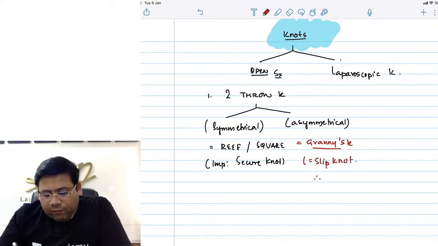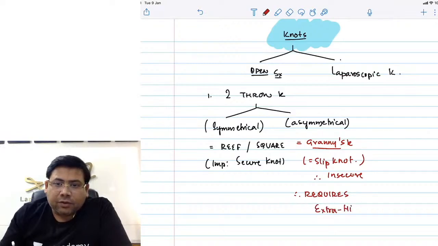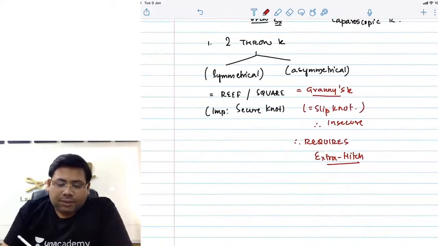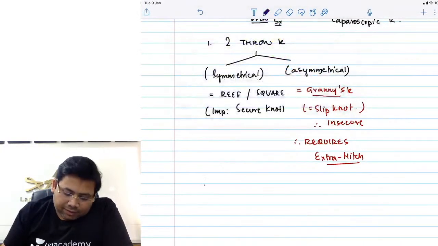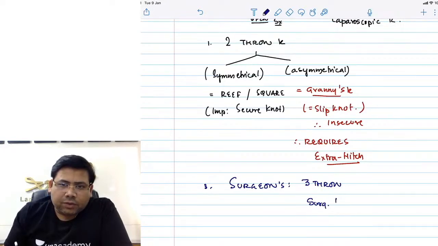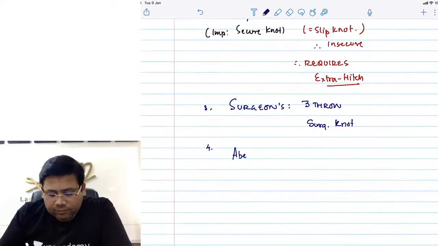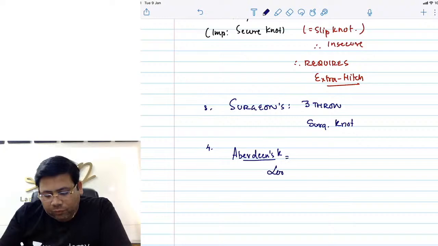Therefore insecure, and therefore it requires an extra hitch for security. Bache, then we have a surgeon's knot. What is a surgeon's knot? It's a three-throw surgical knot. Then fourth is Aberdeen's knot. What do you mean by Aberdeen's knot? This is loop out of loop knotting.